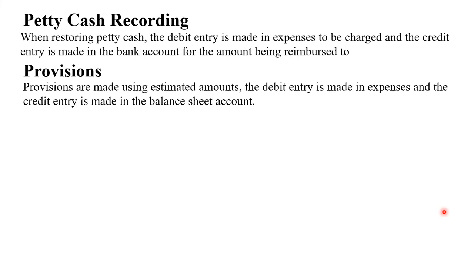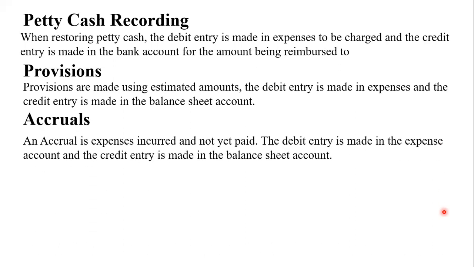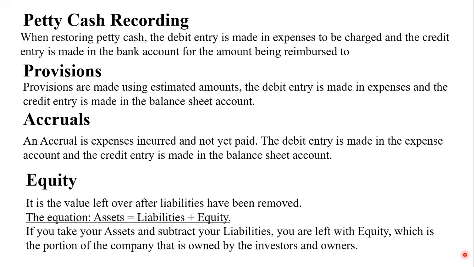Okay, provisions. Provisions are made using estimate amounts. The debit is made in the expense and the credit entry made in the balance sheet. Accruals are very similar to provisions, but not the same, because an accrual is an expense already incurred but not yet paid. The debit will also be made in the expense account, and the credit will be held in the balance sheet until it's paid.